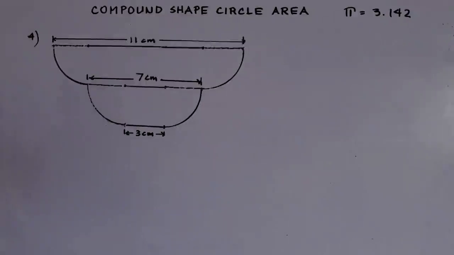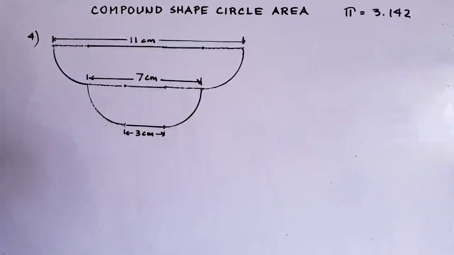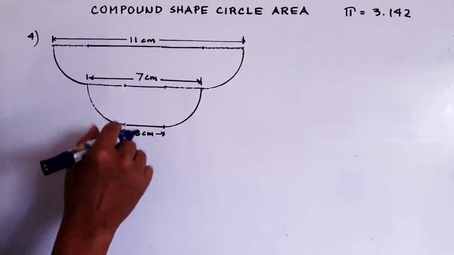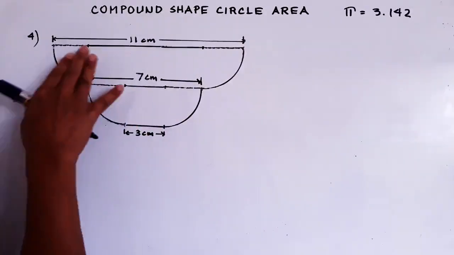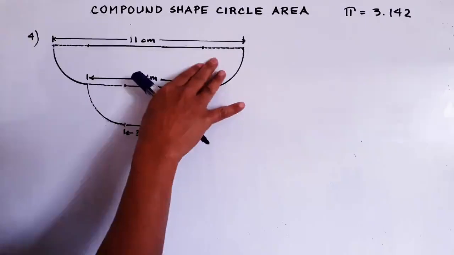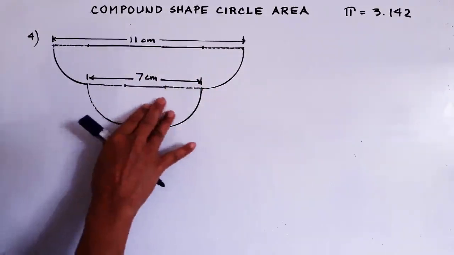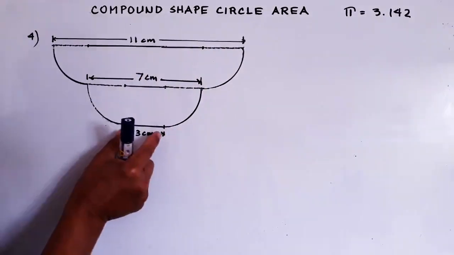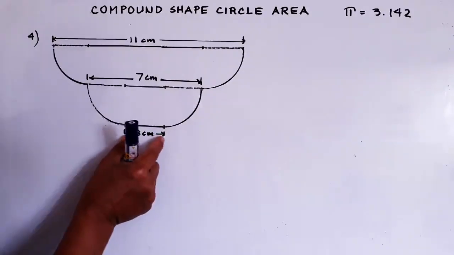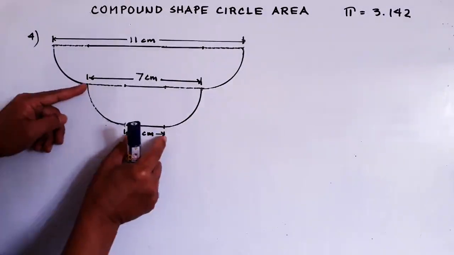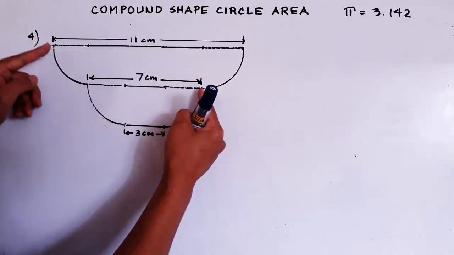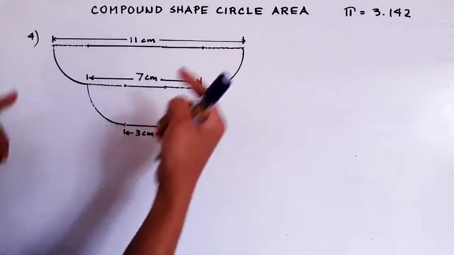Okay, class, let's have the last example here. And this is number 4. Now we have a compound shape here, like this. It is one area here and another area here, and this one is given 3 centimeters from here up to here, the 7 is from here up to there, and the 11 is from here up to there.